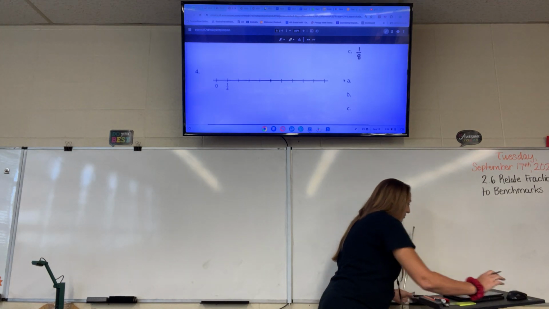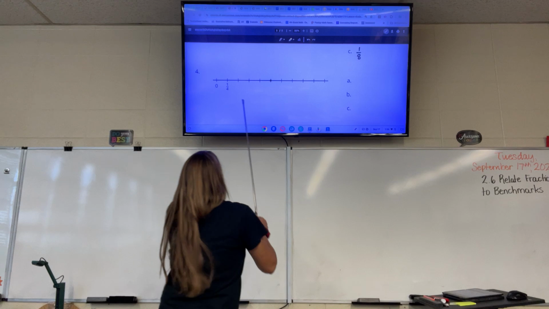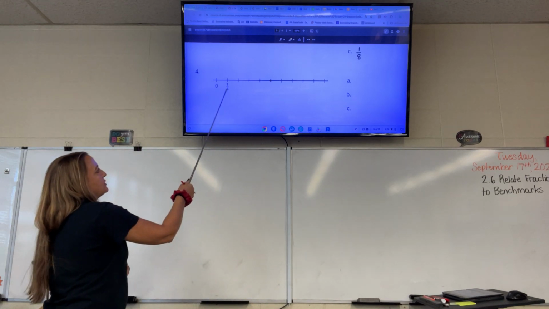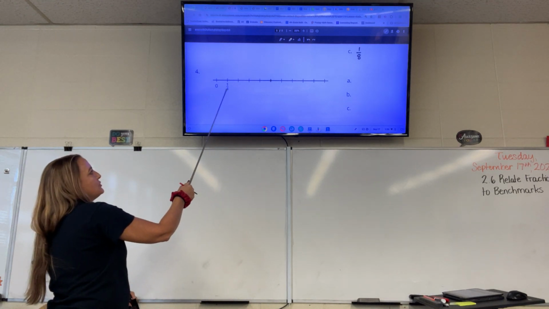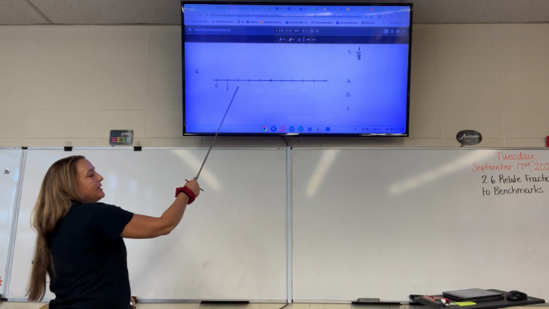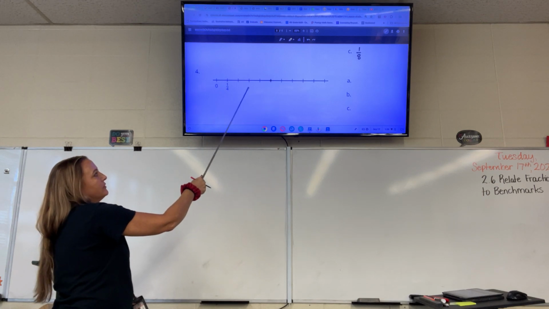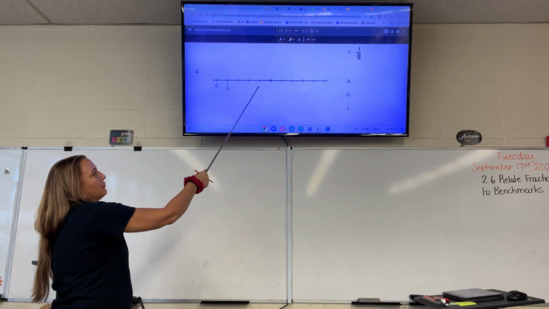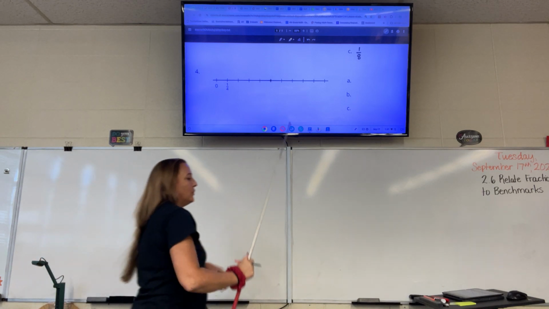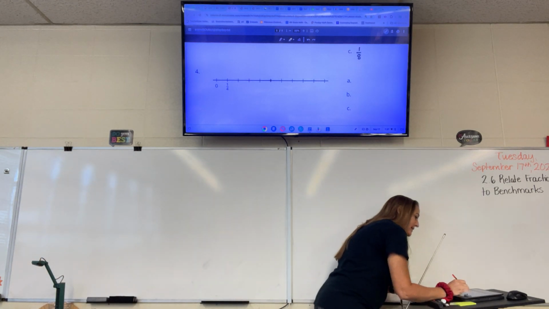And then we're over here. So they've given us this fraction that's 1/4. So if this is 1/4, what would this be? 2/4. 3/4. 4/4. 5/4. So our point then is at 5/4.